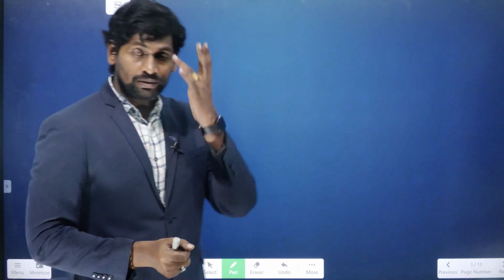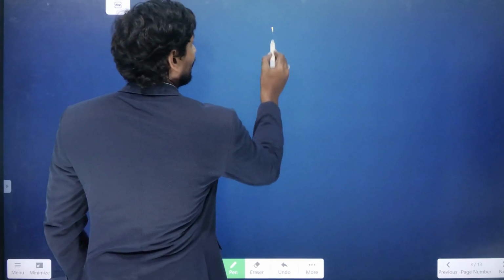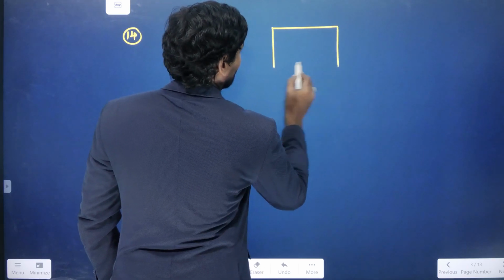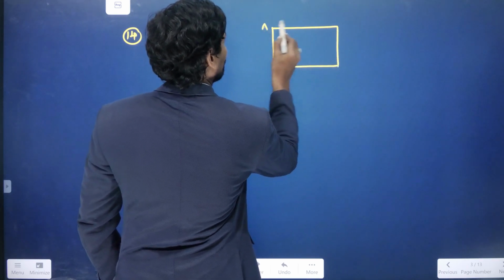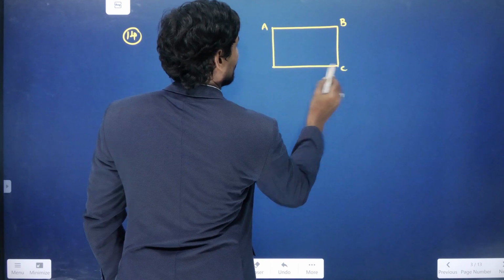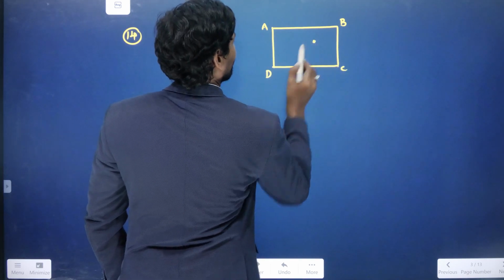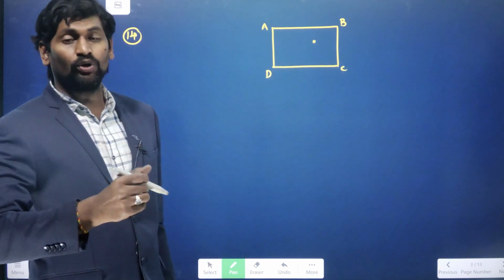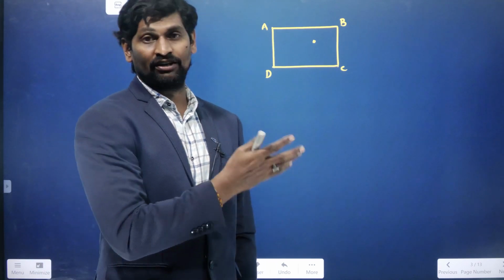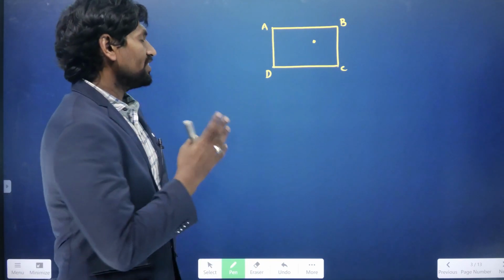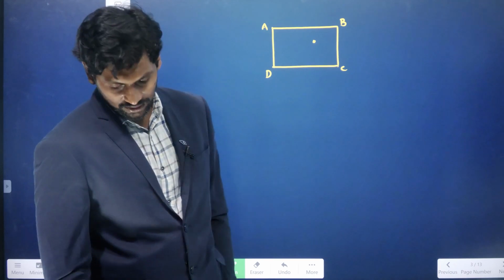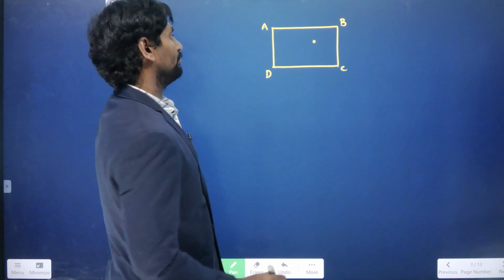Yeah, the 14th problem is: in a rectangle ABCD, O is an interior point, given that OB equals 12 centimeters. ABCD is a rectangle. O can be any interior point. We don't know exactly, it can be in the middle or near any one of the corners. But we know it is an interior point. And OB length is 12 centimeters.